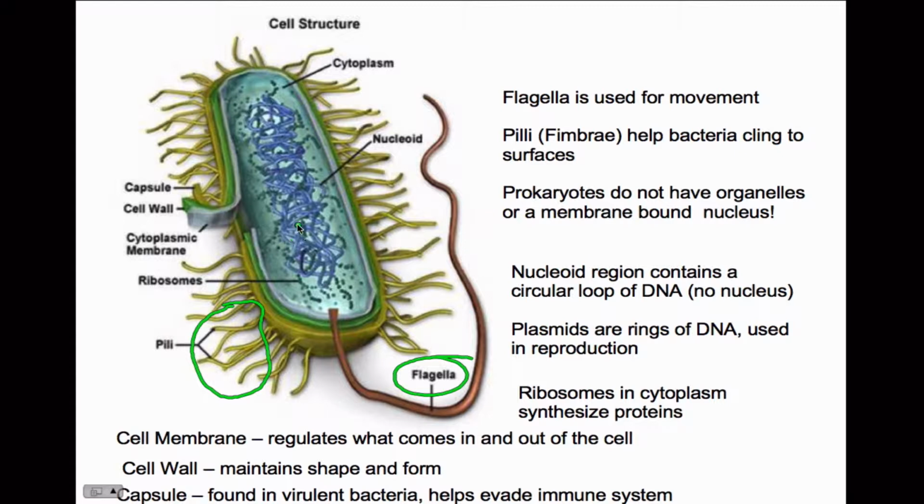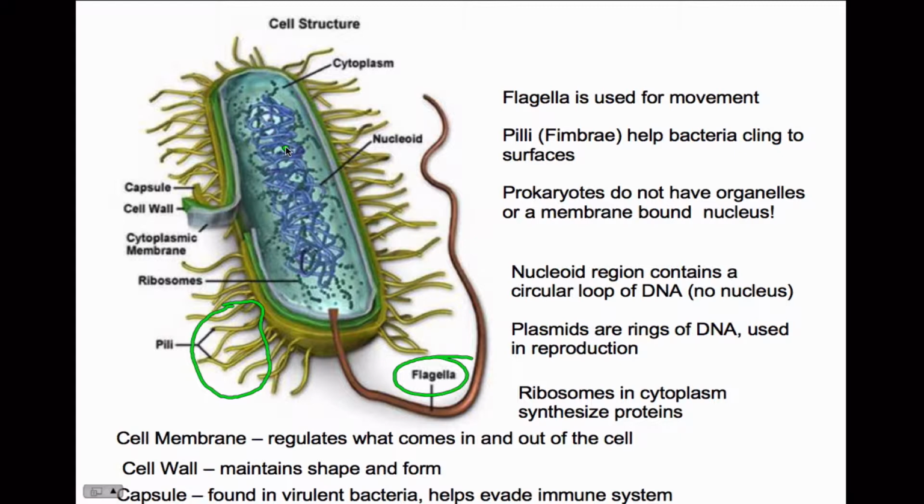So prokaryotes, or bacteria, they do not have any organelles inside. So when you look in here, you're not going to see a Golgi apparatus. You're not going to see a nucleus. You're not going to see the endoplasmic reticulum, those things that you learned about when we were studying eukaryote cells. They don't have those things.